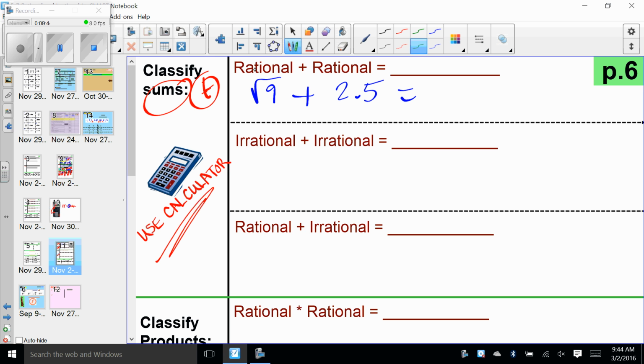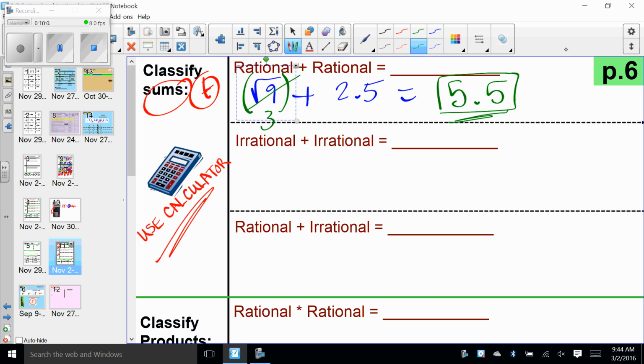Here we go. Put the square root of 9 in. I would recommend that you put parentheses around that, or maybe some of you just know that that's 3. So the square root of 9 in parentheses, plus 2.5. Some of you already know what that is. And we end up getting 5.5. Go ahead and check that out. Make sure you get that.